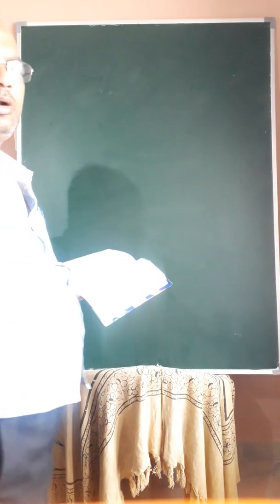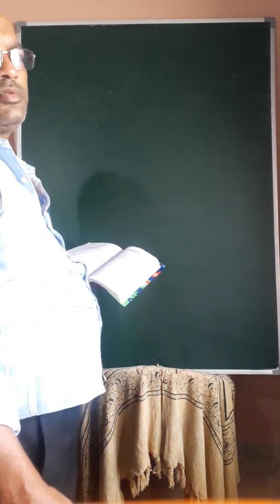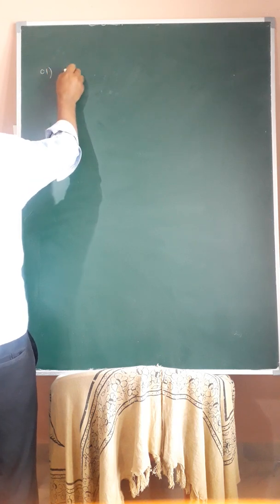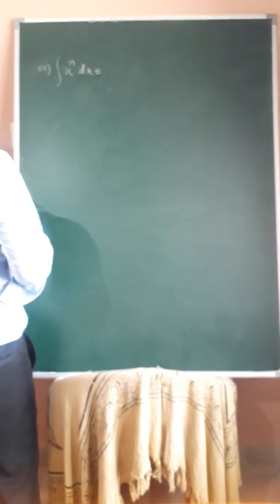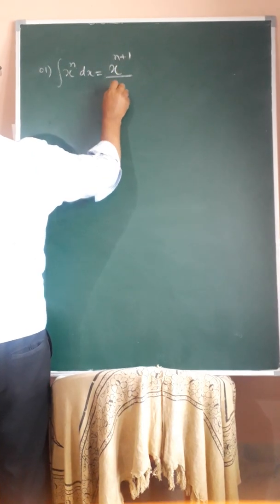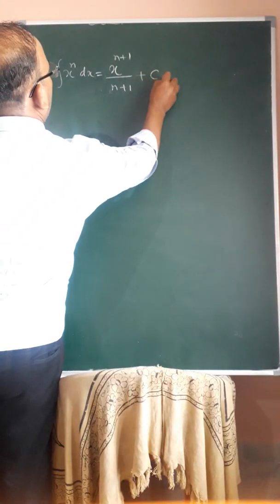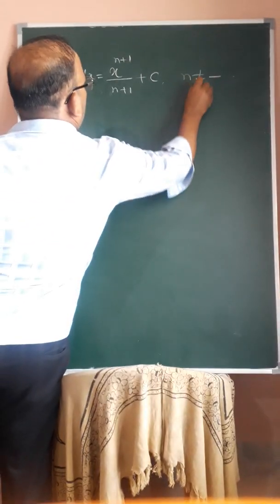So we will note down the derivatives and antiderivatives of some functions. First one, integration of x to the power of n dx is equals to x to the power of n plus 1 by n plus 1 plus c. Here n is not equals to minus 1. In that case the rule is not applicable.